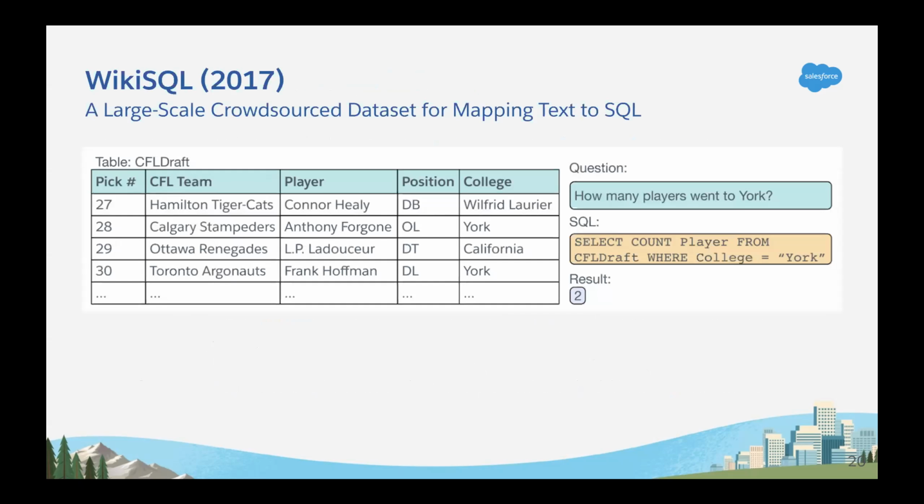So in 2017, our team published a new dataset called WikiSQL. We crawled 10,000 tables from Wikipedia. Then we used some template questions, and we hired people from Mechanical Turk to rephrase those questions and SQL. And we built a large dataset.